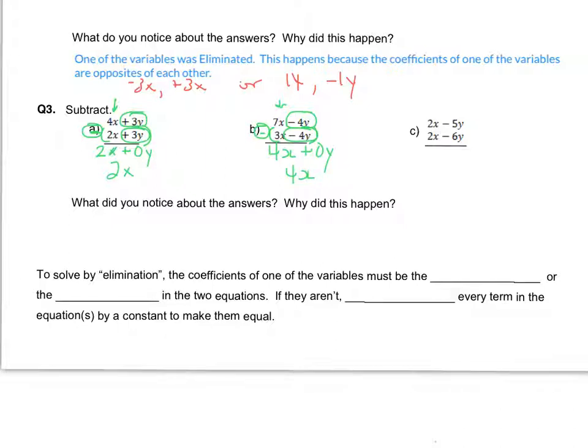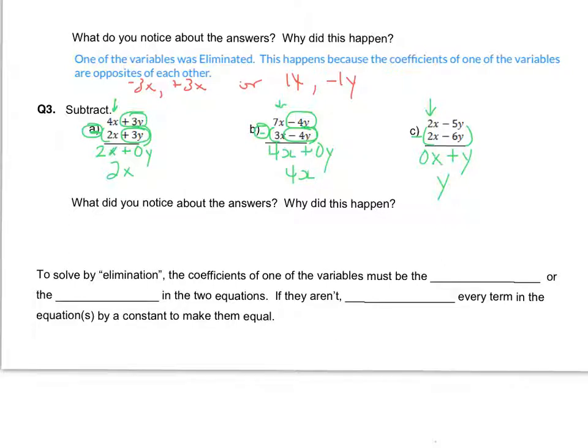In the last one, we have 2 x's, and we're going to take away 2 x's. I get 0 x's, and then minus 5y. Take away a negative will be plus. 5y plus 6y is plus 1y, or just plus y. So 0 x's plus y is just y.